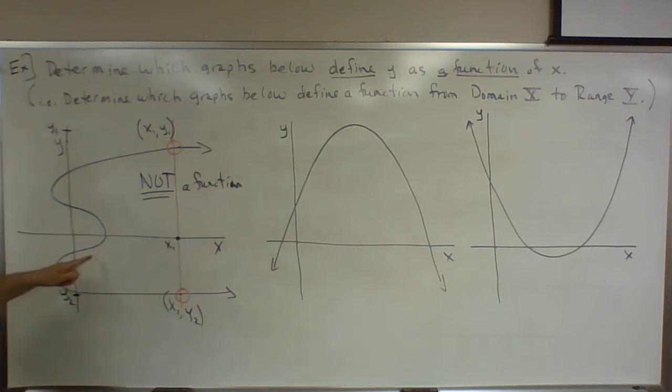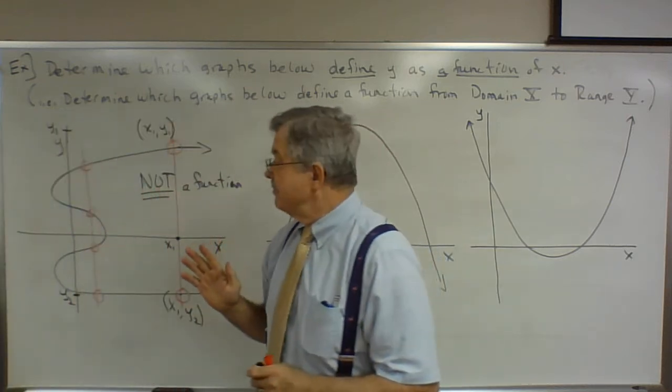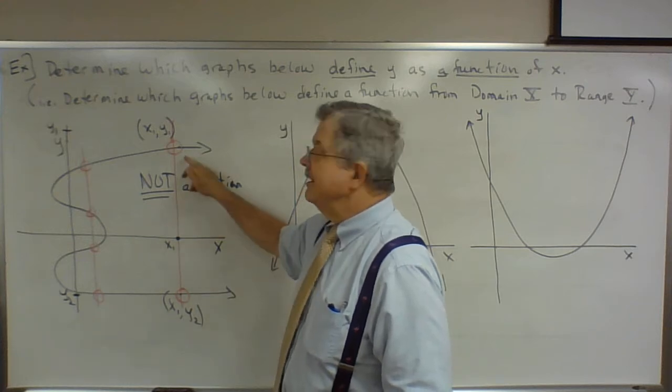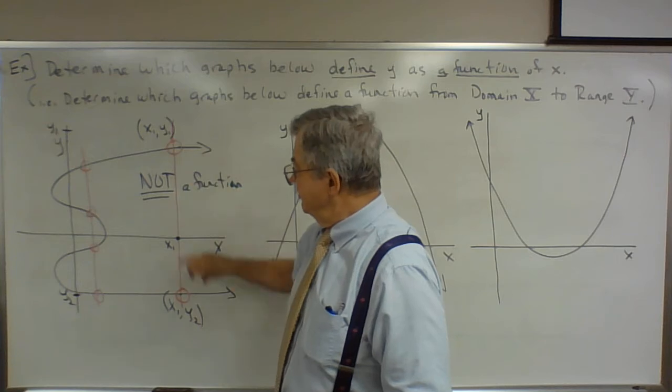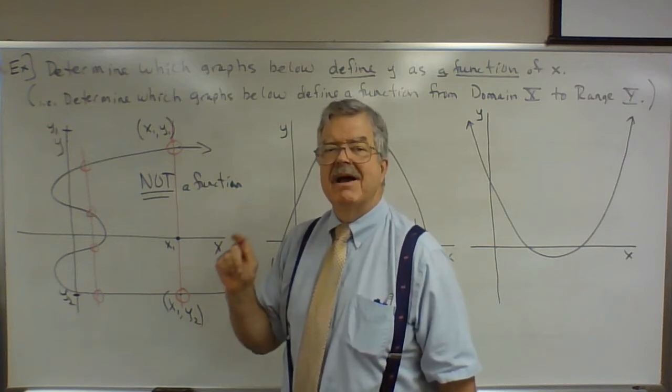As a matter of fact, things even get worse over here, don't they? Holy moly, we can draw a vertical line that intersects the graph in 4 places. Now, as long as any vertical line intersects the graph in more than one place, we ain't got a function.